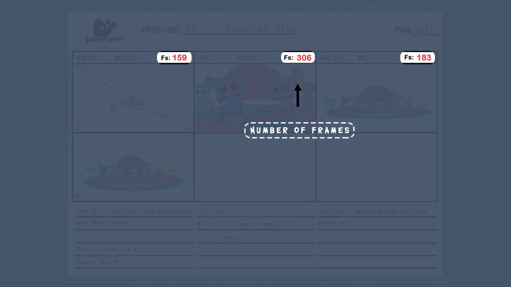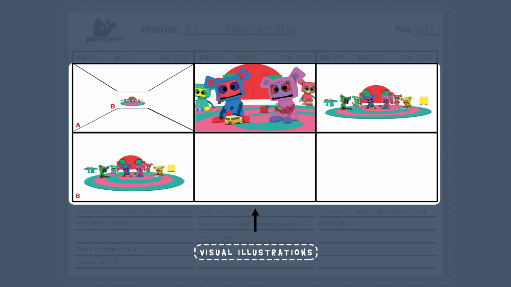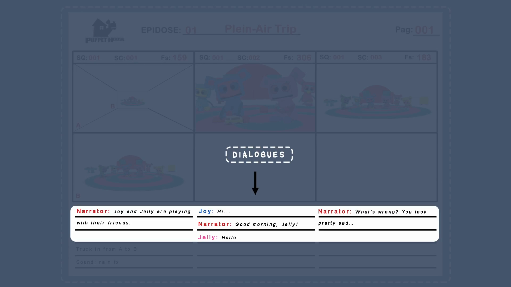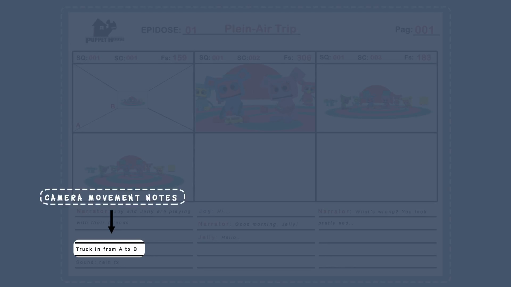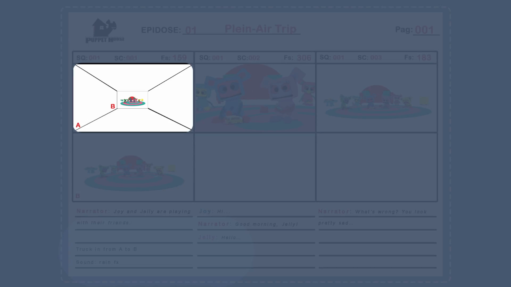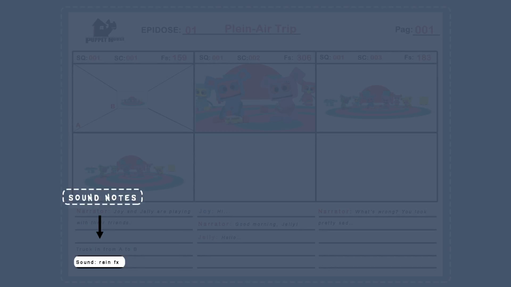We also have the number of the frames. So this is the length of the scene. We have the visual illustrations, a detailed image that shows the shot, the camera take, the character actions in the location. Dialogues, we can have some camera notes. In this case, for example, we have a track in and it's represented in the storyboard. And we can also have some sound effects notes. For example, in this shot, we need the sound of the rain.